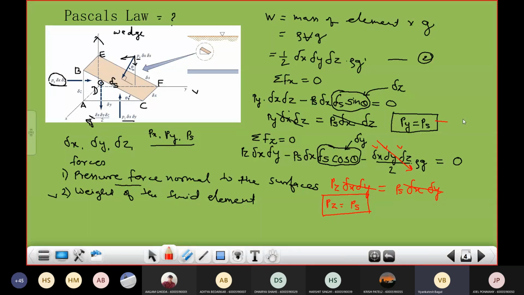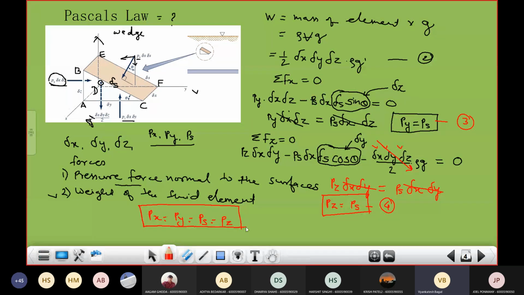So from this equation, let us call this equation 3, and this is equation 4. So comparing equation 3 and 4, in general, the element selected was arbitrary, so you can have an element of any other shape, maybe a rectangular element, and still you will end up getting the same analysis, right? So from 3 and 4 I can write Px is equal to Py is equal to Ps is equal to Pz, any direction, right?